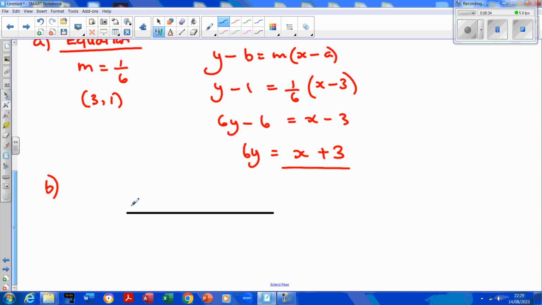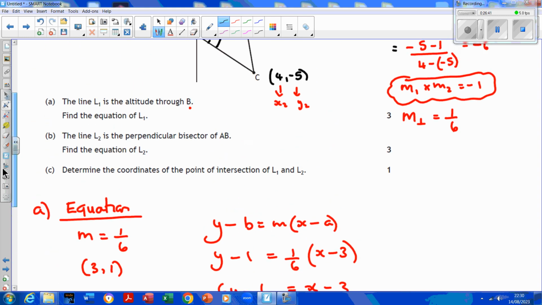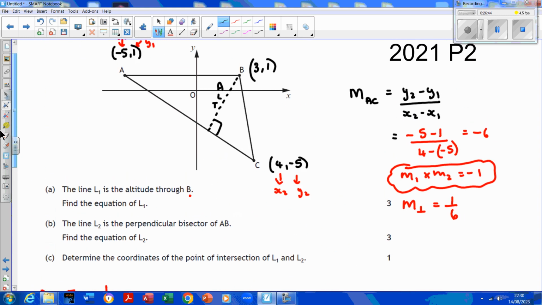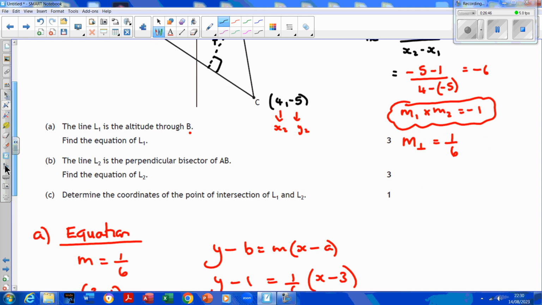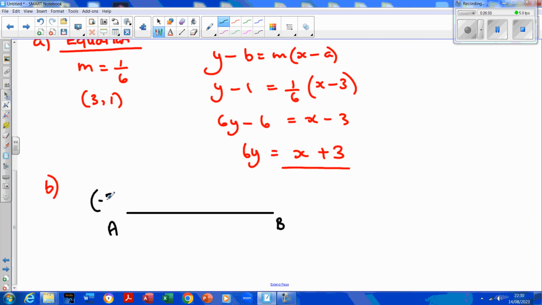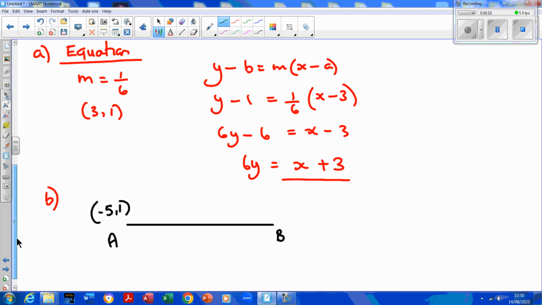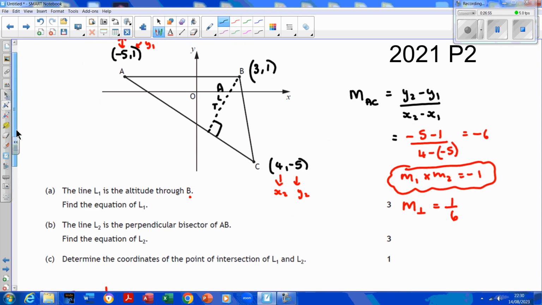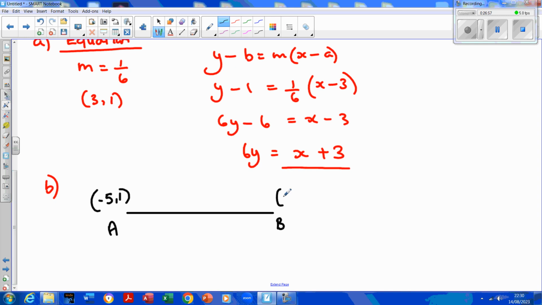So that's the point A, that's the point B, and we'll stick some coordinates into this. So A is the point minus 5, 1. And B is the point, flick back up there, the point 3, 1. Okay, so perpendicular bisector is a line that cuts that right in the middle, and it cuts at right angles.